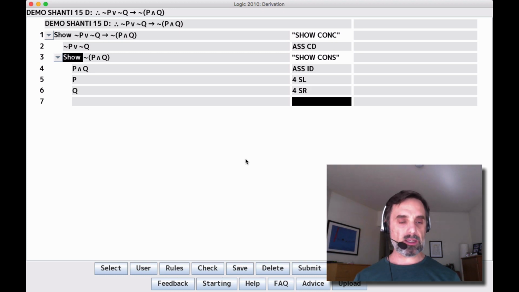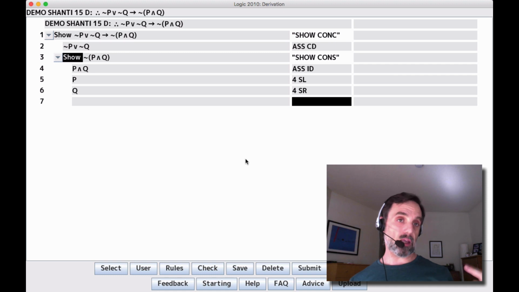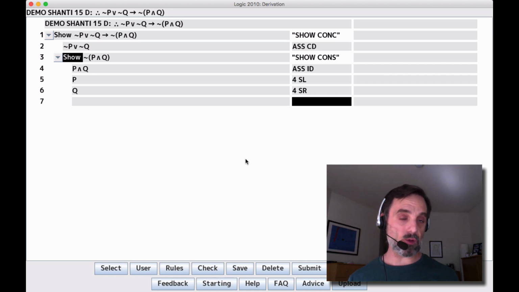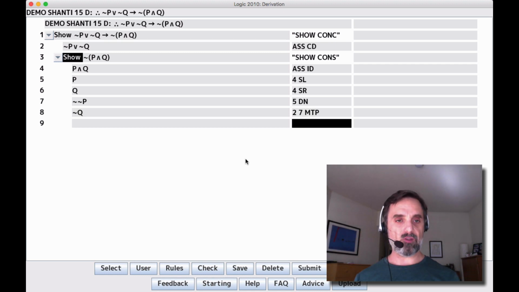Okay, well now we would like to get those to interact with line 2 if we can. They won't as they stand, because we need MTP to work with line 2. For MTP, we need the negations of the disjuncts. So we need the negation of negation P, so we need negation P. Or we need the negation of negation Q, so we need negation Q. We don't have either of those, but we can get either of them. Let's say 5 DN gives us negation P. So we can say 2, 7 MTP, and we have not Q.